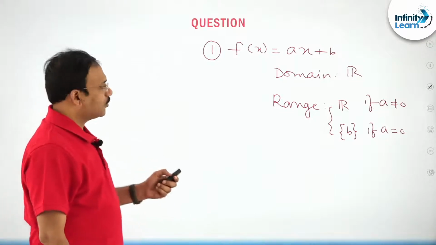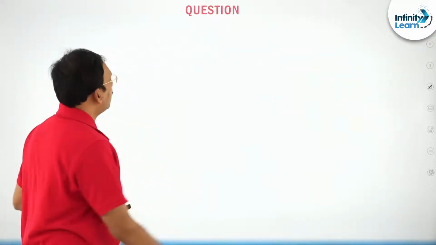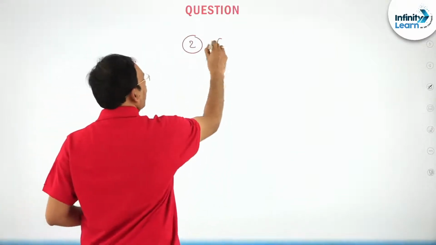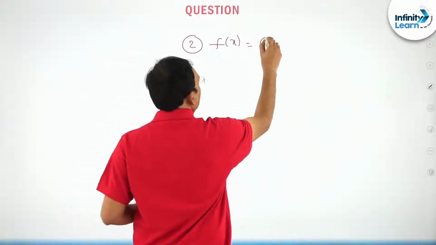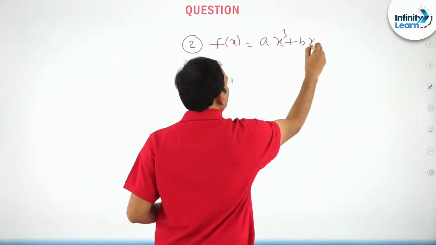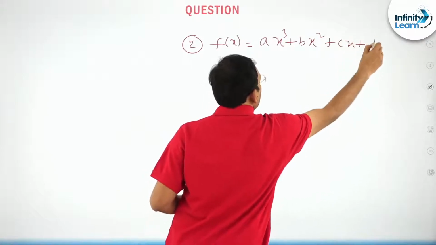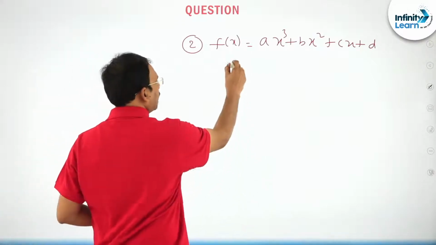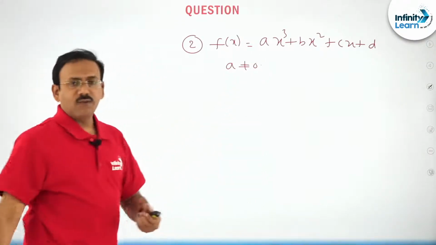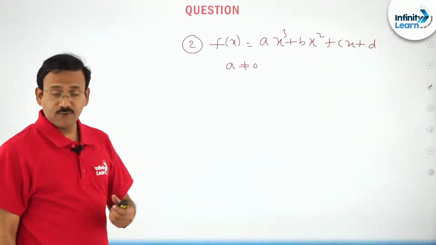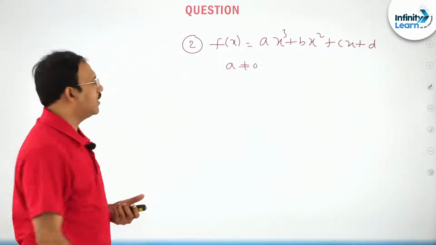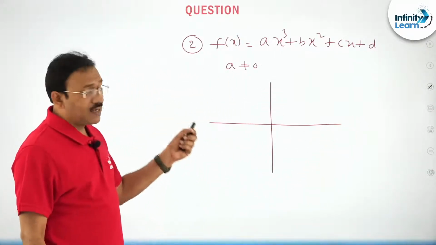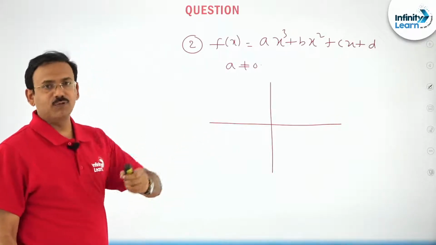Clear? So model 2. Suppose, friends, you are given a cubic polynomial. f of x is like, say, ax cube plus bx square plus cx plus d. Of course, a, b, c, d are real numbers, a not equal to 0, because I said it is a cubic polynomial, right? For any cubic polynomial, of course, any odd degree polynomial, suppose a is positive, the graph of any polynomial will be a continuous and smooth curve.